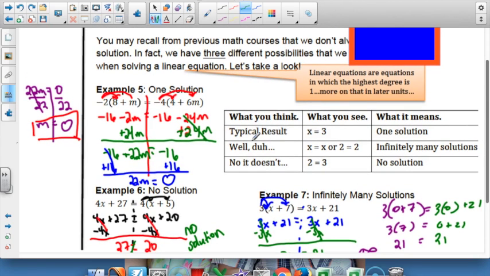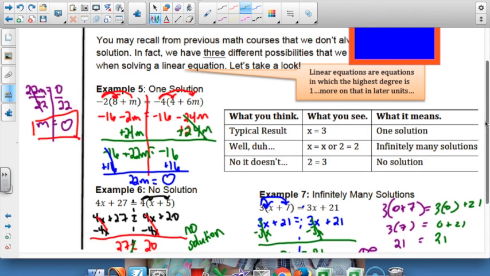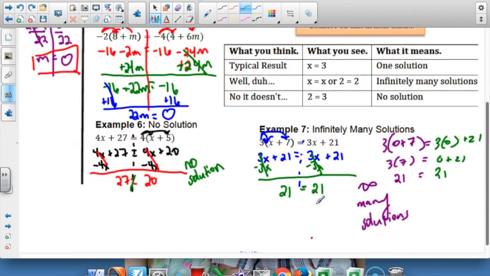So I made you this little chart so you can know what I'm talking about here. Basically, if you get your typical result, something like x equals 3, or x equals 0, or x equals 1, any kind of x equals a number, then that is a one solution problem. If you get something that makes you think, well, duh, like 21 equals 21, we know 21 equals 21, then that is infinitely many solutions. If you get an answer and you think, wait, no, that's not right, 27 doesn't equal 20, 2 doesn't equal 3, then that's a no solution problem.